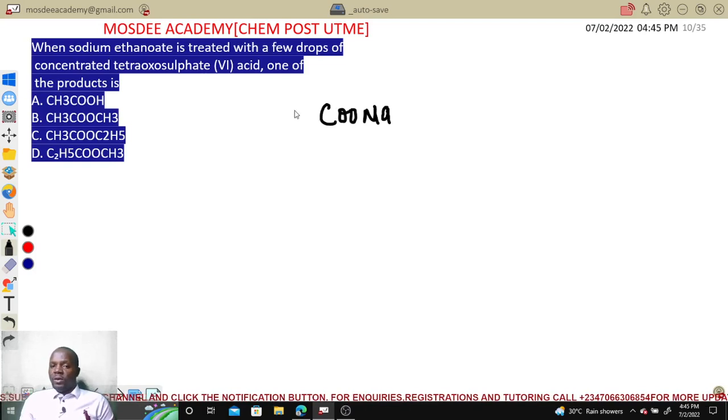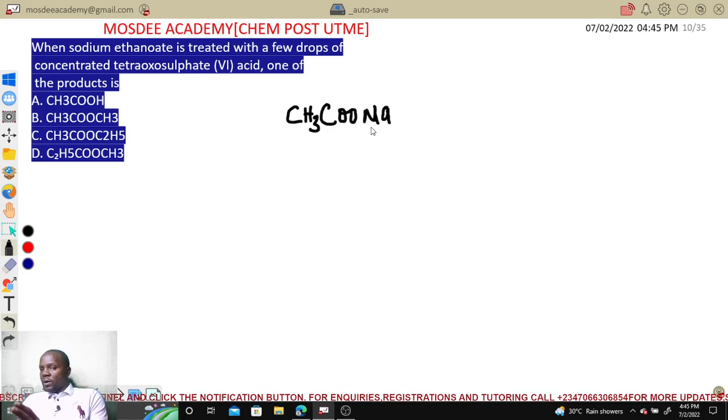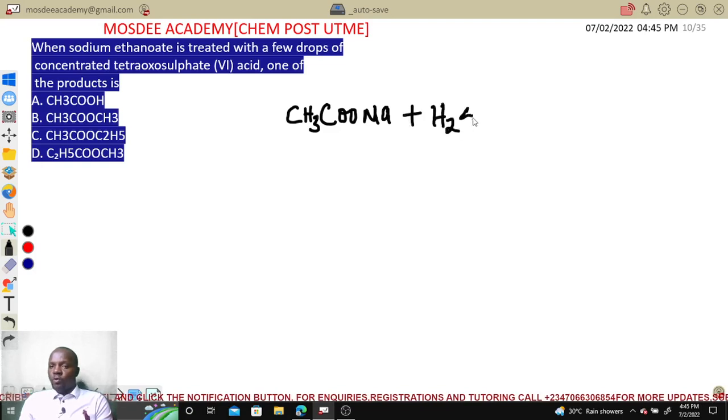So you have to add the methyl, so you have CH3. So alkyl, this is 1, 2. As you can see, 2 carbons is ethanoate because of the functional group COO. So sodium is at the back, which we pronounce sodium, then 2 carbons, ethanoate, is treated with a few drops of concentrated H2SO4.